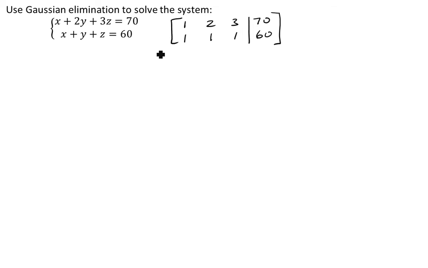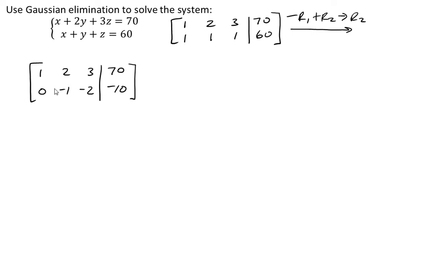So we proceed the same way as other Gaussian elimination problems. We have a 1 here in the top left, and we want to get a 0 below it. So we're going to multiply row 1 by -1 and add it to row 2, and that will give us our new row 2.